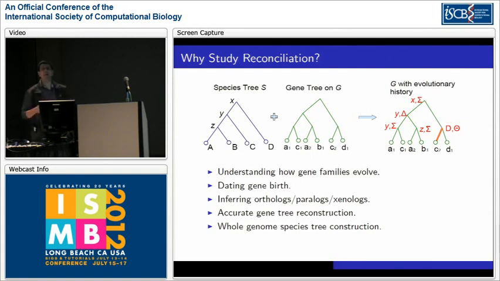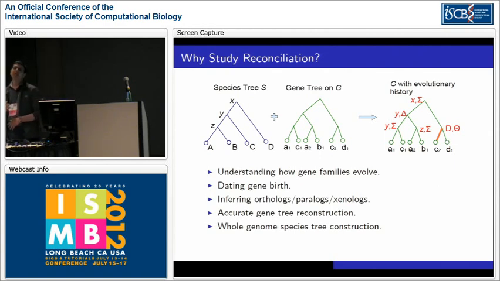You can infer orthologs and paralogs. So the moment you have a reconciliation, the problem of inferring orthologs, paralogs becomes trivial, right? Because given any pair of genes in this tree, let's say A1 and B1, I can immediately say that it's a paralog because its most recent common ancestor is a duplication node. Similarly, A1 and C1 would be orthologs because their most recent common ancestor is a speciation. Right? In addition, there are some more advanced applications. For example, gene tree reconstruction. So reconciliation is a very nice way of incorporating information from the species tree into the gene tree.